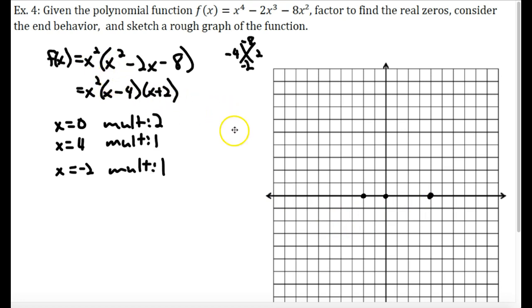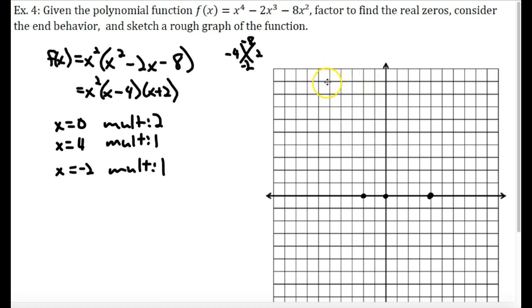Okay, now let's think about the end behaviors. So this is a positive fourth degree, right? Positive fourth degree means my end behaviors will both be going up. Positive even means end behaviors go up on both sides.